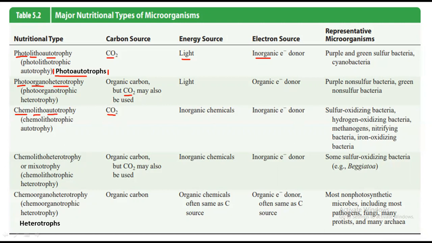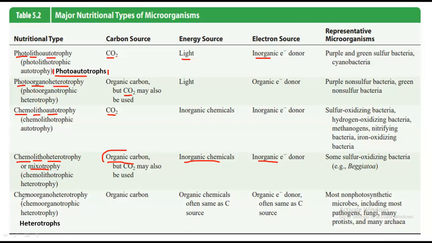Now here comes the chemolithoheterotroph. As the name indicates, they are using inorganic chemicals as their energy source, and inorganic molecules as their electron source, and they are using organic carbon as their carbon source. These are also known as mixotrophs because they are using inorganic chemicals as their energy source and inorganic molecules as their electron donors, but they are using organic carbon as their carbon source. Just because of this organic carbon, these are known as mixotrophs. It is also known as chemolithotrophic heterotroph, as the name indicates. It is just like the first one.